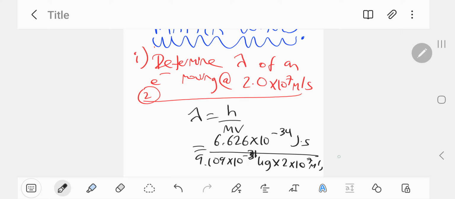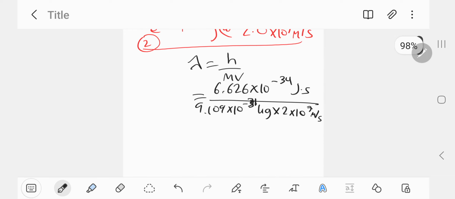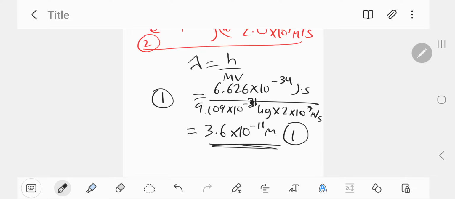Hopefully the units should all cancel out to give you meters. Okay, they're the SI units for wavelength. Plugging that into your calculator, you get 3.6 times 10 to the minus 11 meters. 1 mark for the working, 1 mark for the answer. So it's a straightforward question there. That's the de Broglie wavelength of an electron moving at that speed.